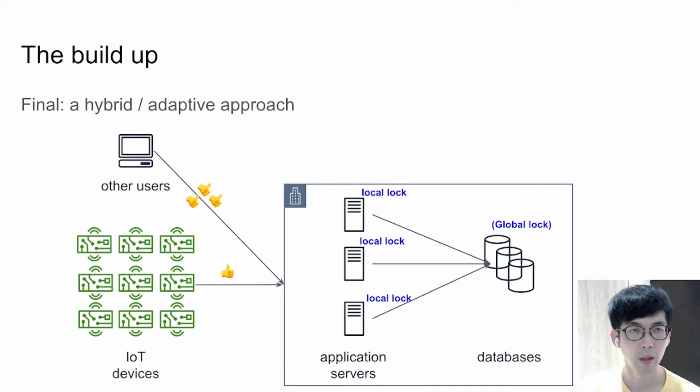And it will be more clear in this diagram. You can see local locks can be obtained from each application server, and global locks are obtained from the database. In this approach, we can satisfy all users and their usage patterns.